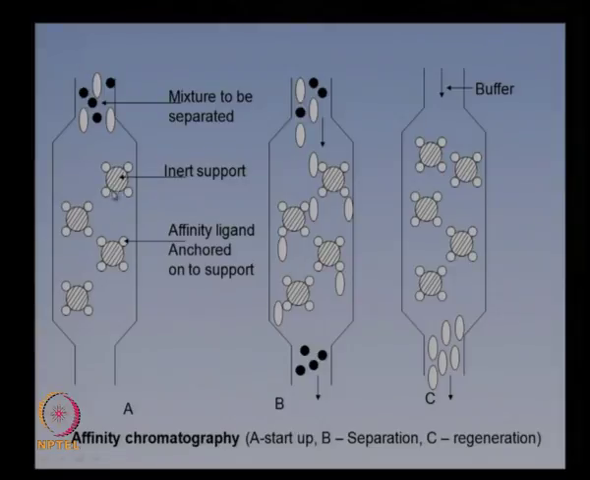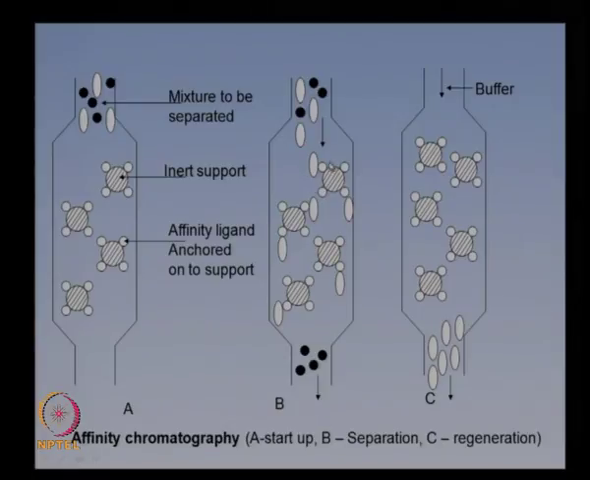So again we have a stationary matrix and we have the affinity ligand anchored to the support. So you have a mixture to be separated, you have components which are complementary to the ligand and components which are not complementary to the ligand. So this is a mixture of protein, and only these proteins bind specifically to these ligands, whereas the other proteins are not complementary, so they travel down the column without getting bound. So what happens, only these proteins are enriched, the other proteins go out.